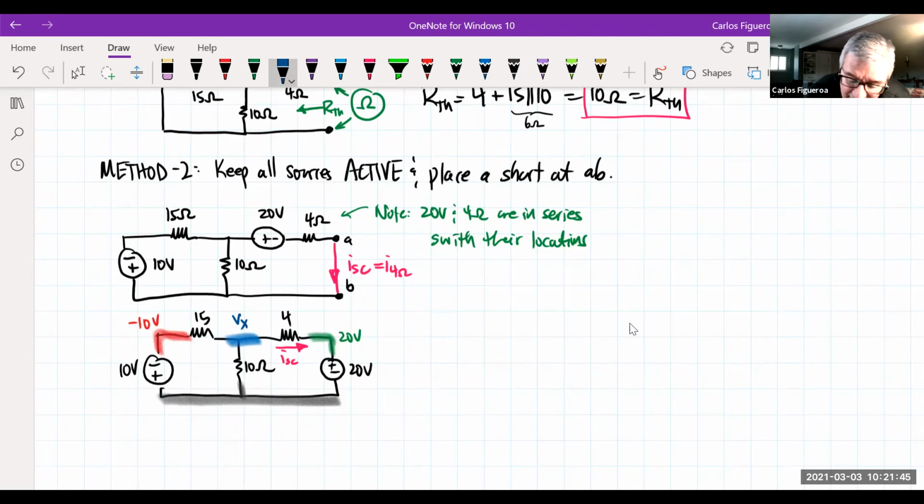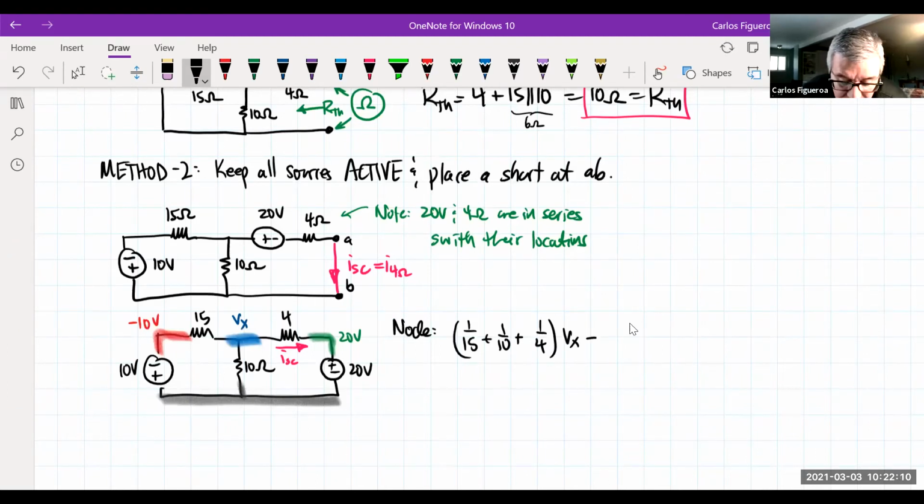So if I can get Vx, I then have I short circuit because it's just the current through the 4 ohm resistor. So what I'm going to do, I'm going to use node analysis here. And if I do node, probably the easiest, then I only have one node. So here I go. I go 15, 10, 4, Vx. And then I look at the mutuals.